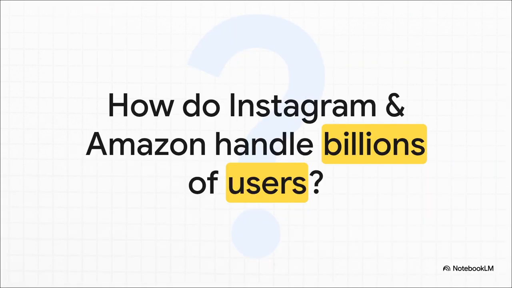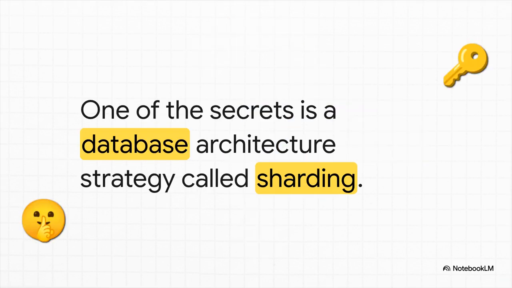I mean, have you ever really stopped to think about it? An app like Instagram or a site like Amazon, how on earth do they handle all of that? Billions of users, countless photos, just an endless stream of data? How do they not just completely collapse? Well, the answer isn't just buy more servers. One of the real secrets, one of the most powerful strategies they use, is something called sharding. It's honestly the key to unlocking that kind of massive scale.